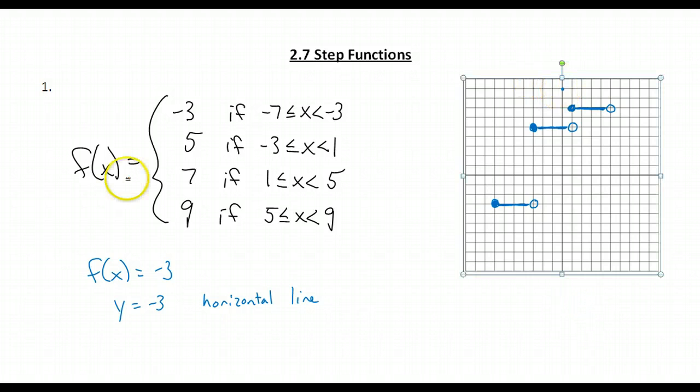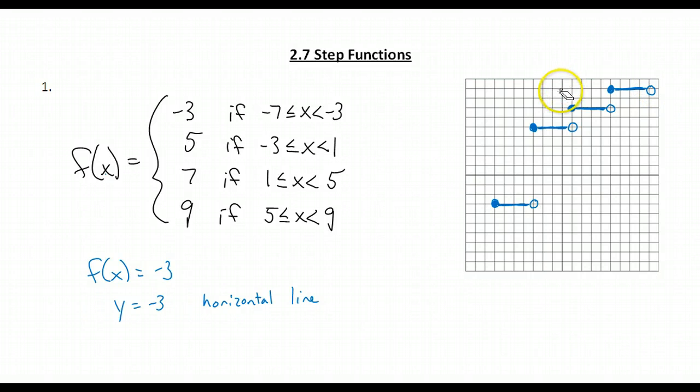And finally, my last equation is f of x equals 9, or y equals 9. So I have a horizontal line, and I want this horizontal line when x is between 5 and 9. So I'm going to go in the x direction, 5, and I'm going to output 9. And I'm going to go in the x direction, 9, and I'm going to output 9, but I'm just going to put an open dot there. And I only want to connect the values between.